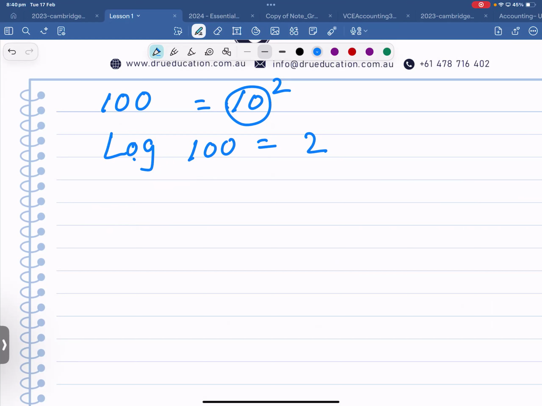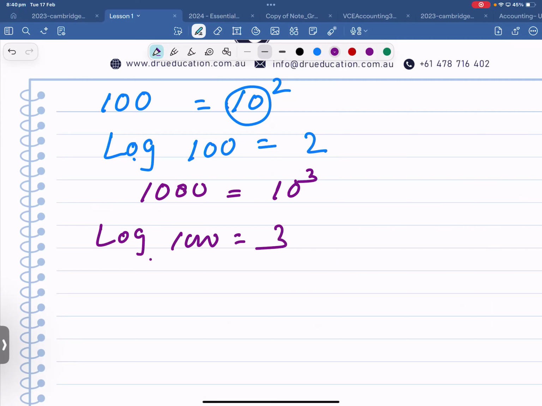Is it clear or not clear? No? Okay, shall I write another one? Take 1000. What is it when you write this one as a power of 10? 10 to the power of 3. Good. Then what's the log value of 1000?